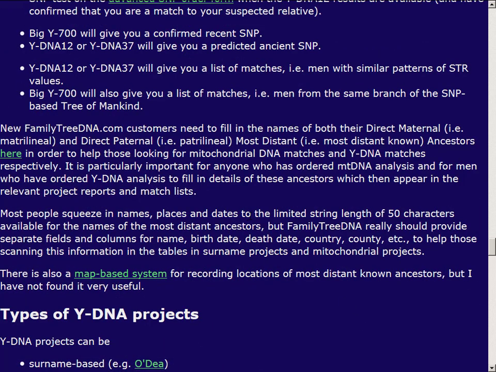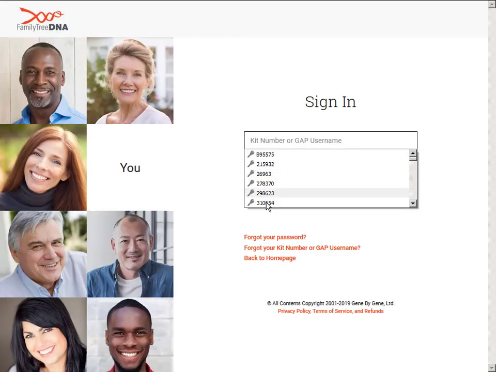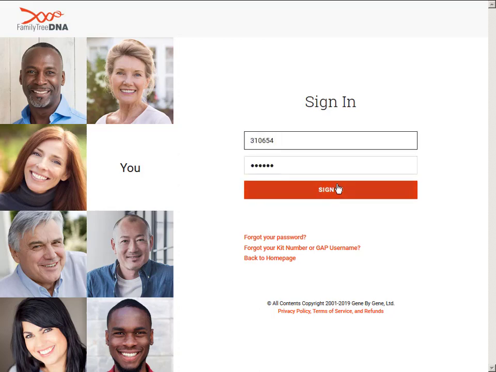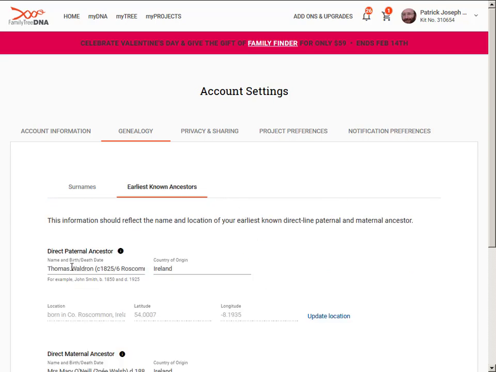So we're almost ready to start going through the examples. There's a link to show you where you go to fill in the most distant ancestors we saw in the match list. I'm going to log in as myself. In the match list, some people had filled in their most distant ancestors, some hadn't. In the project results page, some had, some hadn't. Everybody has to go to this page, click on earliest known ancestors, and fill in who's your father's father's father's father as far back as you can go.